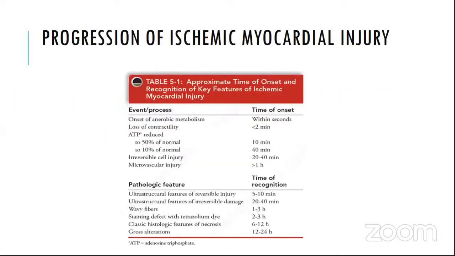Now, progression of ischemic myocardial injury. Usually, the approximate time of onset and recognition is a key feature of ischemic myocardial injury. From the onset of the event, the change from aerobic metabolism to anaerobic metabolism usually occurs within seconds. That's why lactate increases. Loss of contractility occurs in less than 2 minutes. ATP is reduced to 50% of normal within 10 minutes, and to 10% of normal within 40 minutes. Irreversible cell injury occurs between 20 to 40 minutes, and microvascular injury after more than 1 hour.